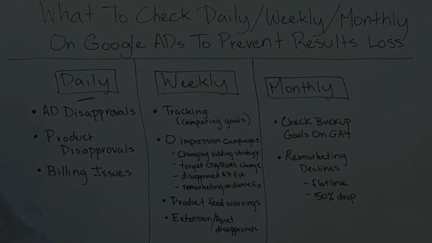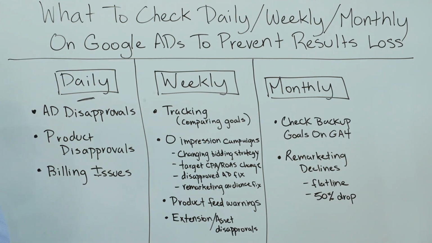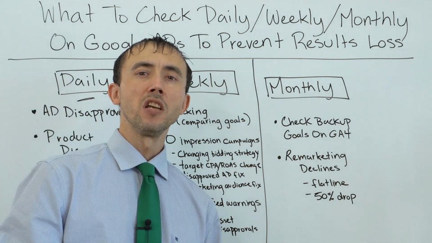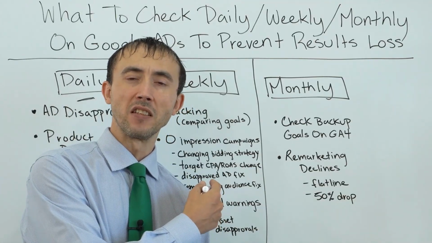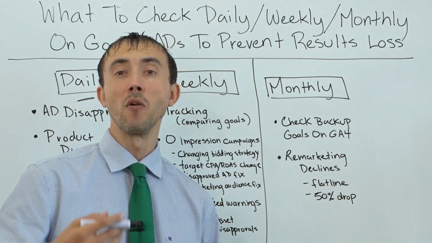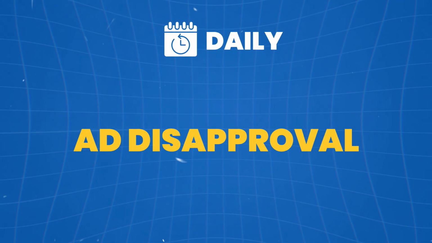I'm just going to start with the daily checks here. For that, the stuff that you really should be checking daily, and Google does send you, if you monitor your email, an alert when these things basically are going to happen. Most of the time, but not always. You still got to check manually. But for the most part, the one thing you got to look for is ad disapprovals.